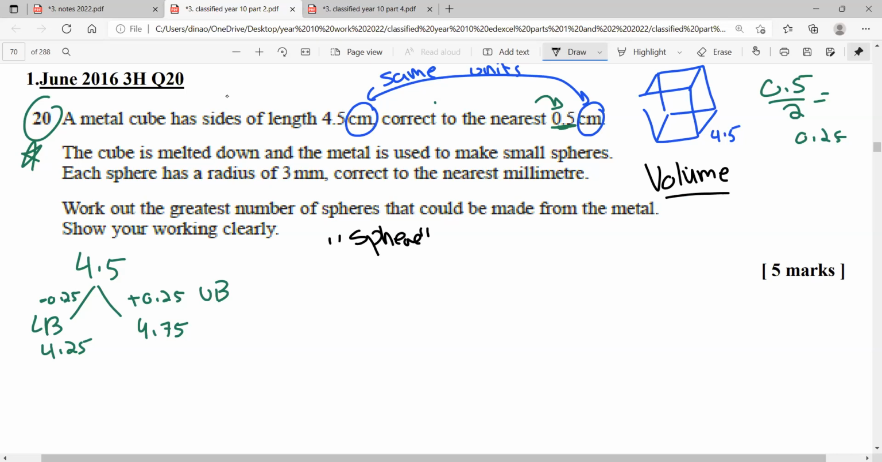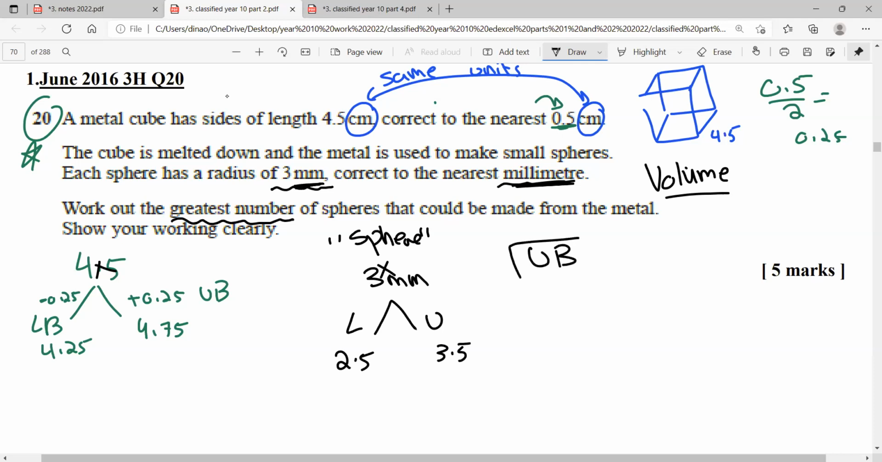طيب. Each sphere has a radius of 3 millimeter corrected to the nearest millimeter. So with the sphere, you have to find the bounds as well. طبعا دي same units والكلام ده كله to the nearest millimeter يعني to the nearest unit يعني to the nearest one. So the upper bound and the lower bound, the upper is 3.5 and the lower is 2.5. خلاص. لأن هي مليمتر ومليمتر، ولما يقول لي to the nearest millimeter يعني to the nearest unit. Work out the greatest number. Greatest number يعني إيه؟ يعني upper bound of spheres that could be made from the metal.